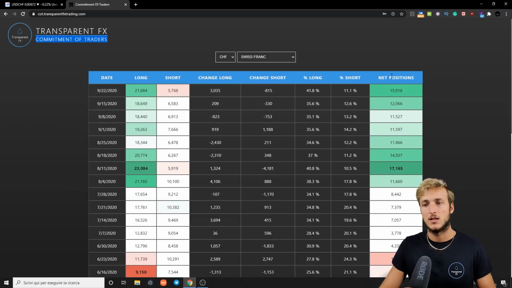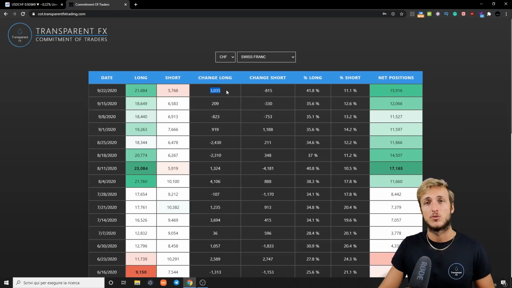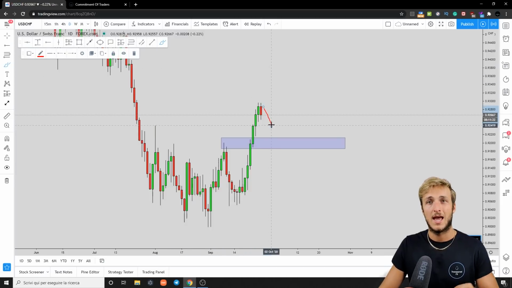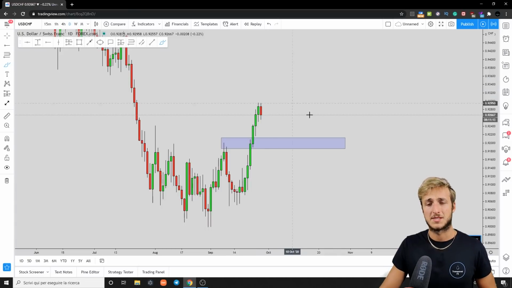So if we see here that clearly net positions are increasing, it means that hedge funds are shifting their positioning more to the long side of CHF USD, meaning that in reality, hedge funds are actually shifting their positioning to the short side of USD CHF. So we can definitely expect a move to the downside, considering that if we look here, we can see that with the last report, hedge funds have opened 3K long positions and closed 800 shorts. Meaning, if we reverse everything, that hedge funds have opened 3,000 shorts and closed 800 longs on USD CHF. So we can definitely expect this move to the downside, also from a COT perspective.